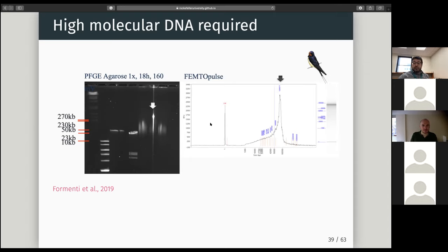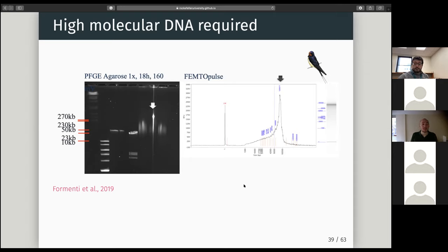DNA with very high integrity. So this is another femtopulse when you see a peak, very large DNA. This is crucial for PacBio, a bit less because of HiFi, but still. For Nanopore, when you talk about 1 megabase reads, you need to be able to provide 1 megabase piece of DNA.